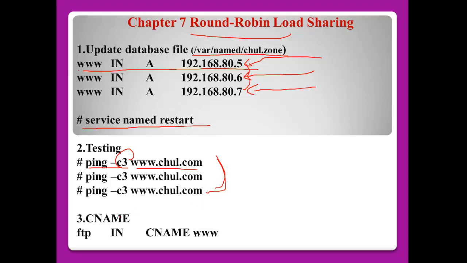And number three, CNAME. I already explained about the CNAME. CNAME is the canonical name. Canonical name is a kind of alias. So if I'm using the FTP hostname, FTP, then this one will be the alias's name for www, like this.